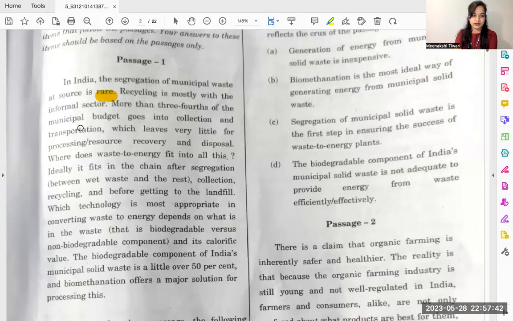So I'm going to take you back to the passage now. Recycling is mostly with the informal sector. Here again, the word is mostly, an adverb, an ly word. Rare, mostly, never, ever. All these words are very important indicators.